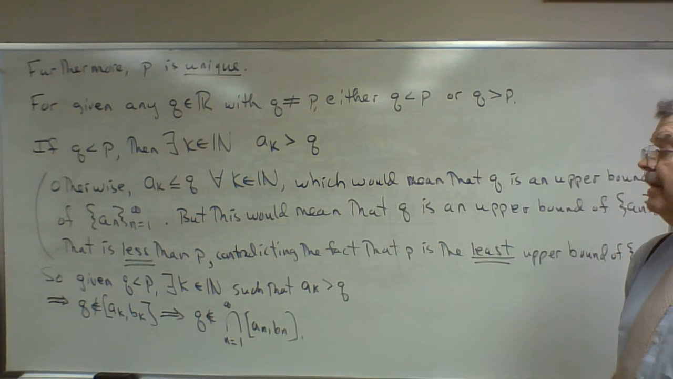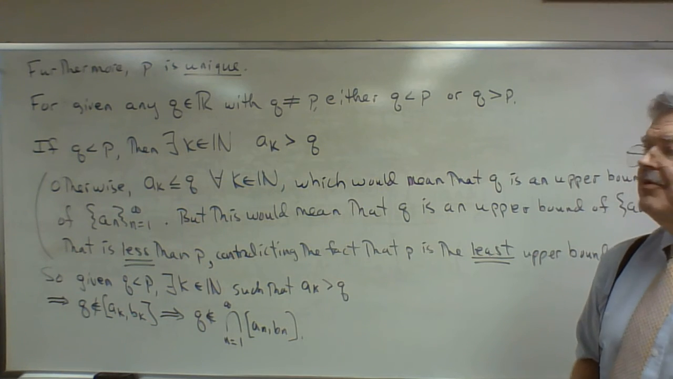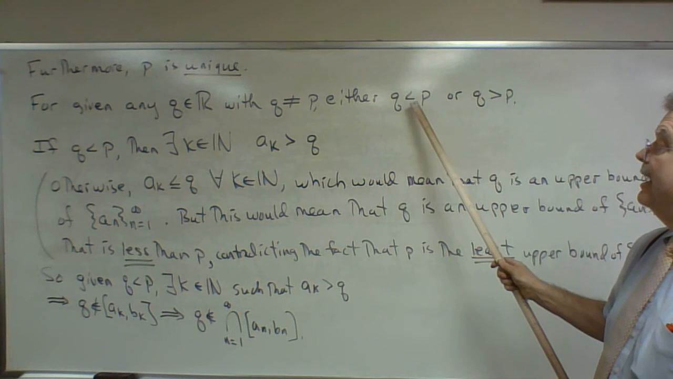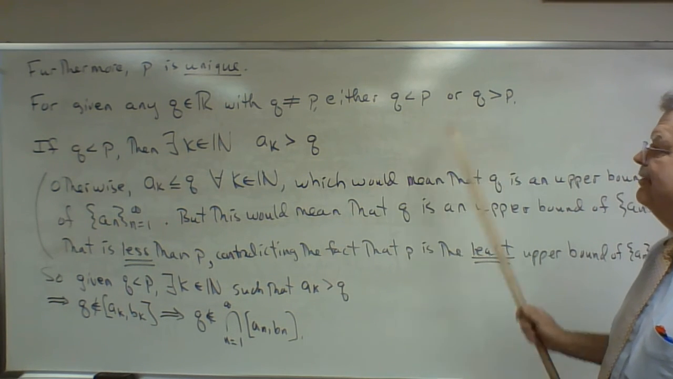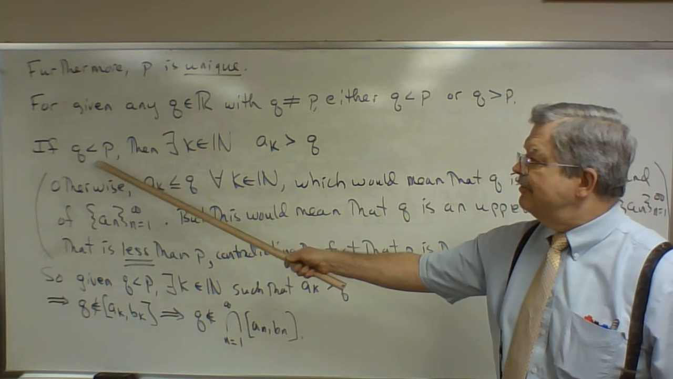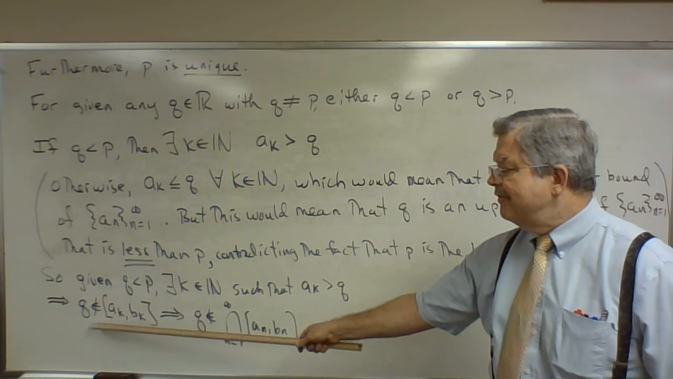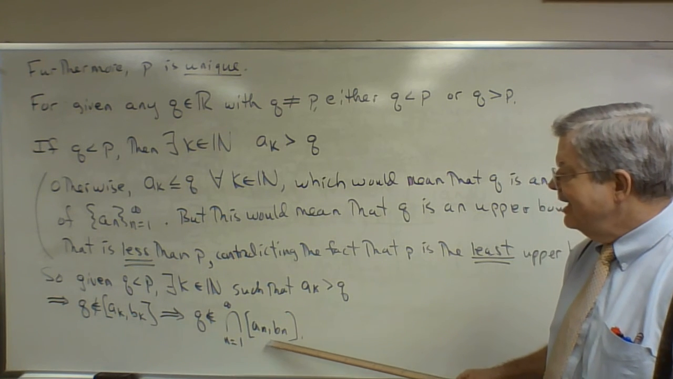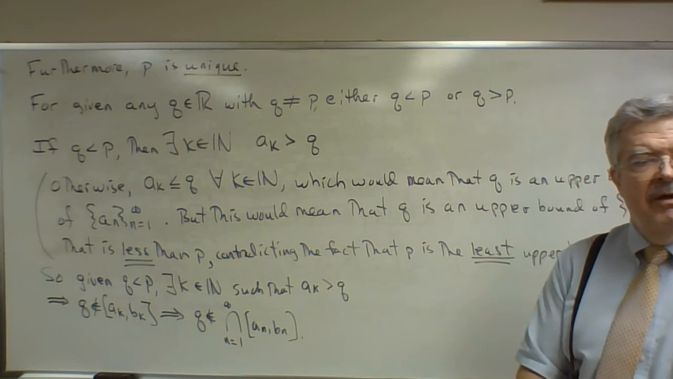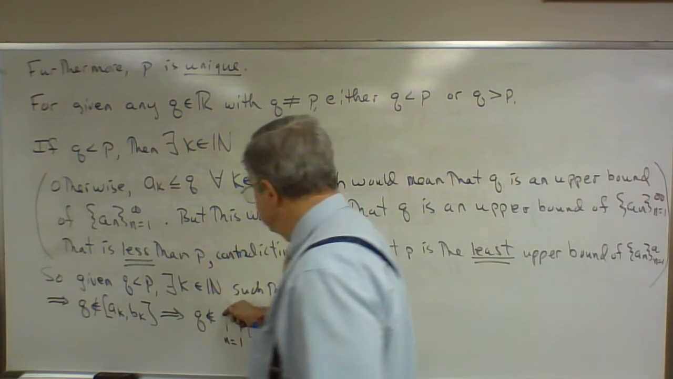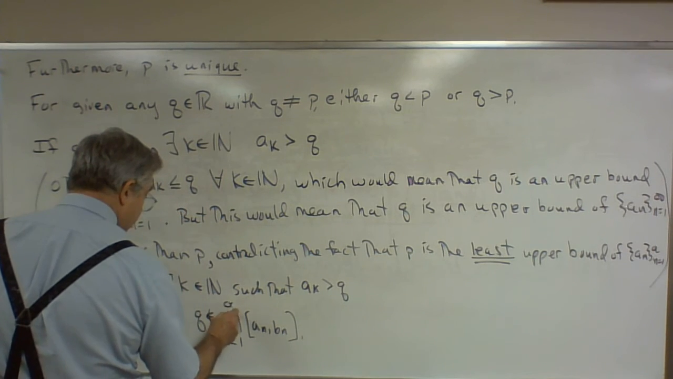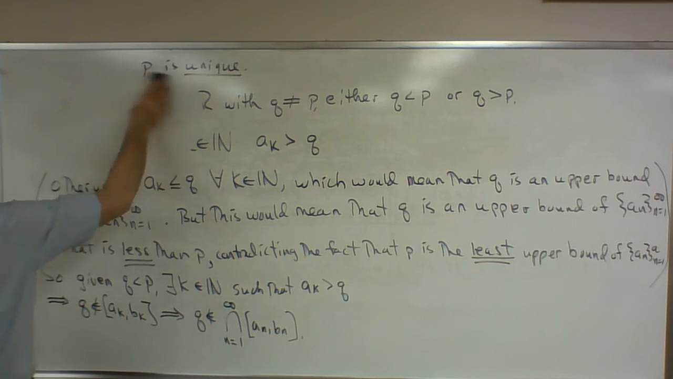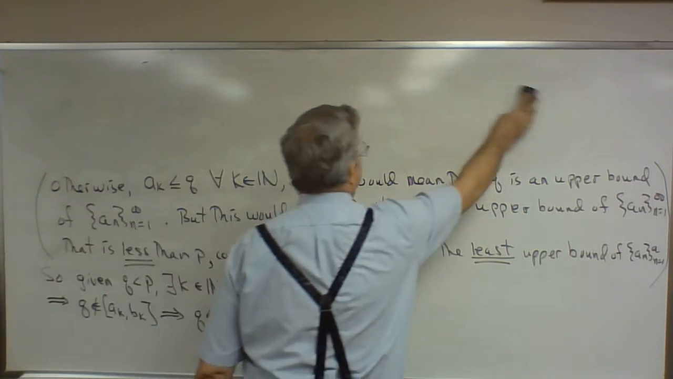Okay. Yeah. So take any real number Q where Q is not equal to P. And either Q is less than P or Q is greater than P. If Q is less than P, then Q fails to be in one of these closed intervals, which means that Q is not in the intersection of those nested intervals. And now we look at the case where Q is greater than P.